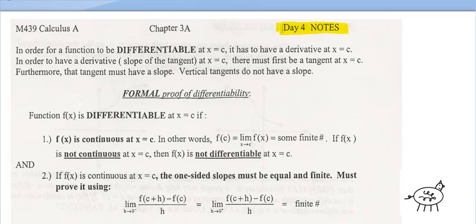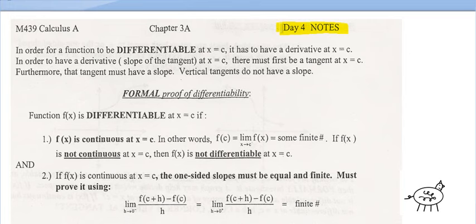Basically, I'm just going to read some of this. In order for a function to be differentiable at x equals c, it has to have a derivative at x equals c. In order for it to have a derivative, which is basically the slope of the tangent line at x equals c, there must first be a tangent at x equals c. So you have to have a tangent. Furthermore, that tangent must have a slope.